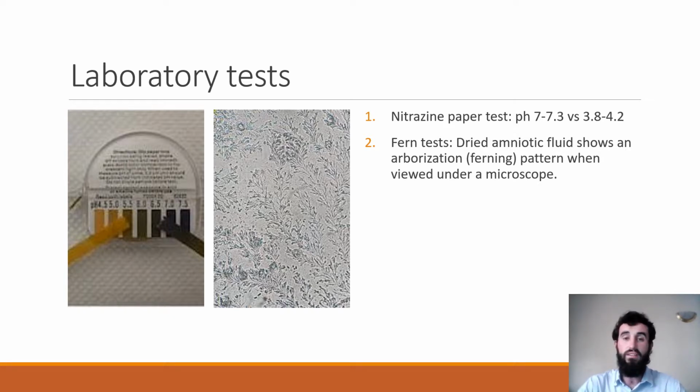The other test is the Fern test, which is just looking at the secretion under the microscope. We will see an arborization or ferning, that's why the name, a ferning pattern. The ferning pattern appears because we are seeing the amniotic fluid in the microscope.